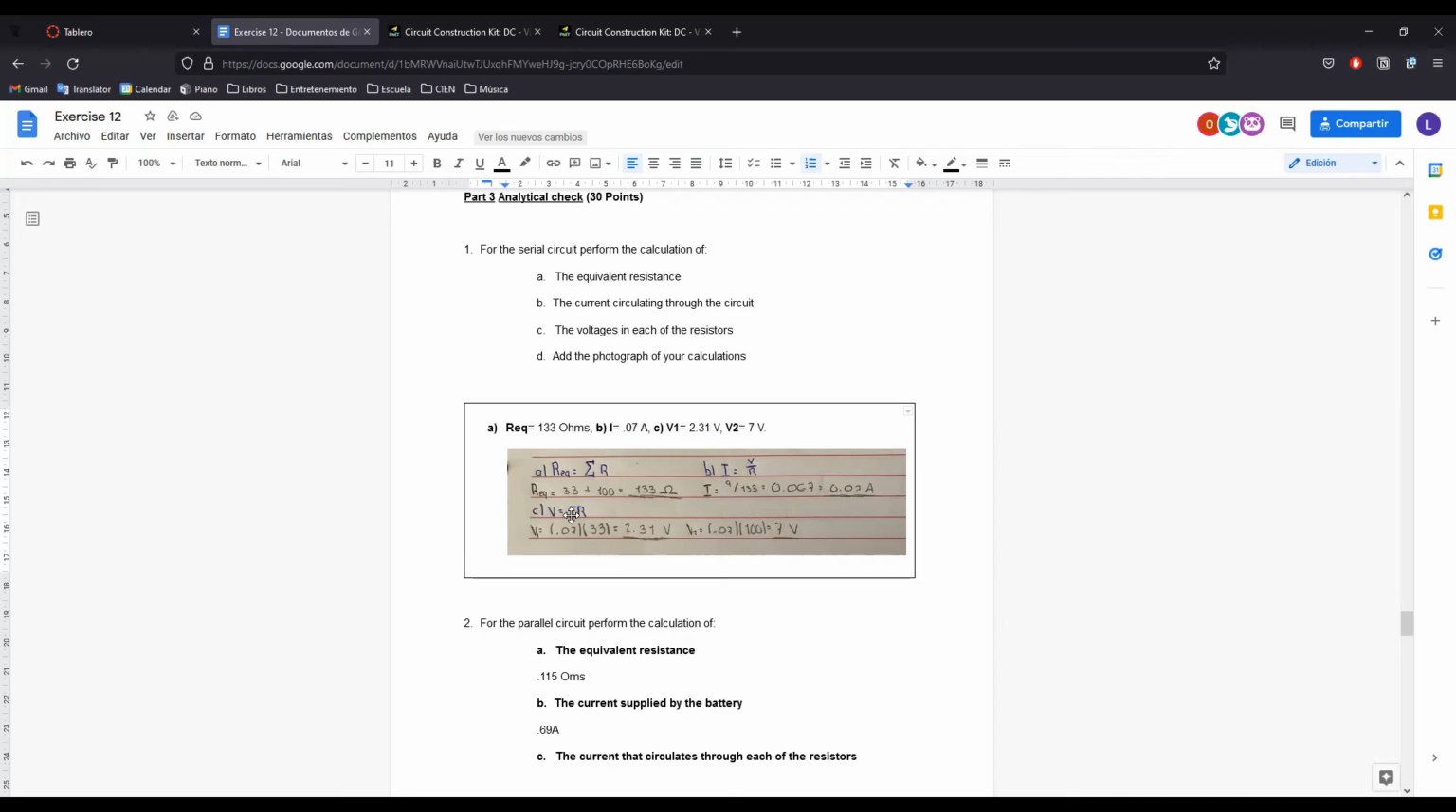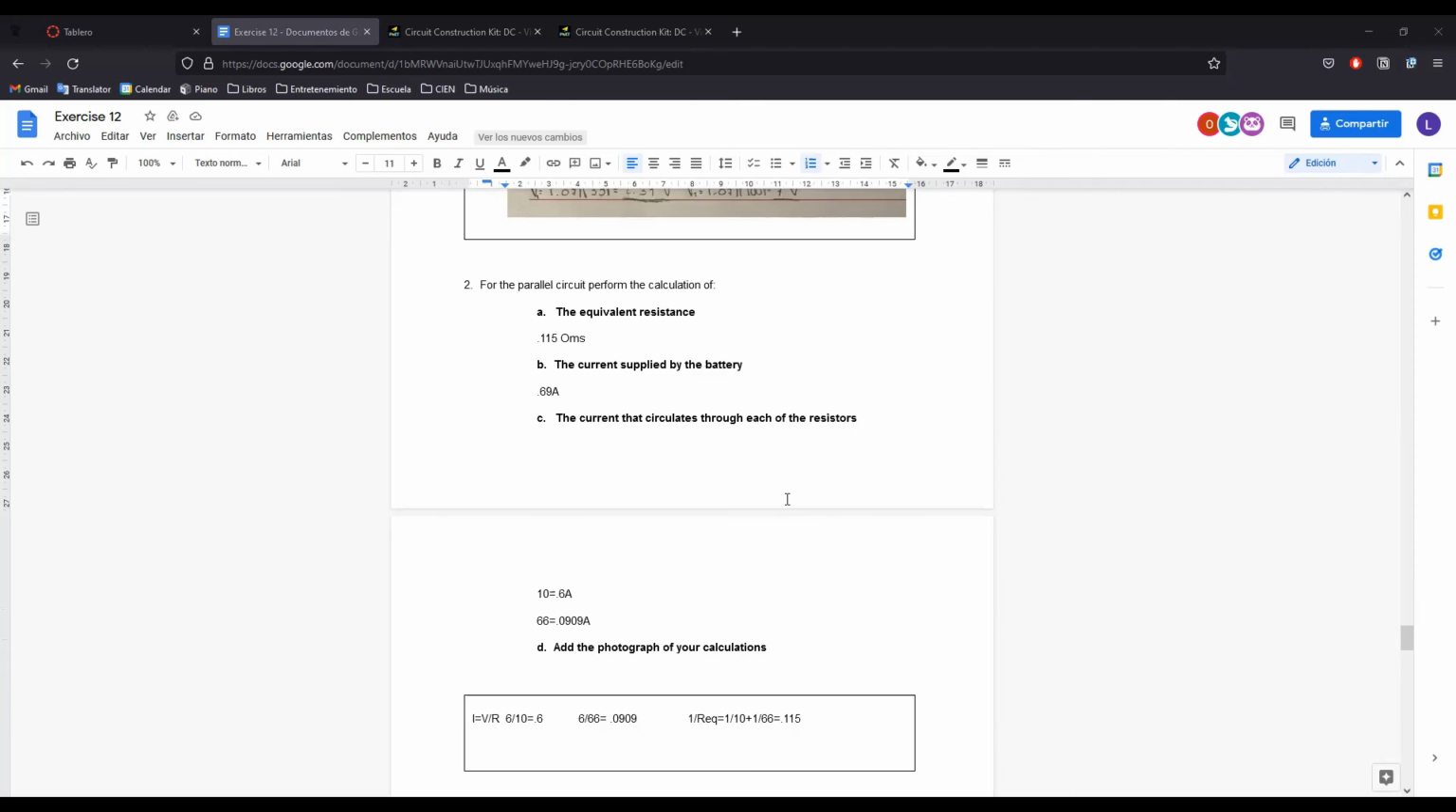And for the voltage, we have to multiply the current and the resistance in each resistor. So for the first one we have 33, and for the second we have 100. And it will be 2.31 for the first one and 7 for the second one. Now, my friend Devasans is going to present the procedures of the parallel circuit.